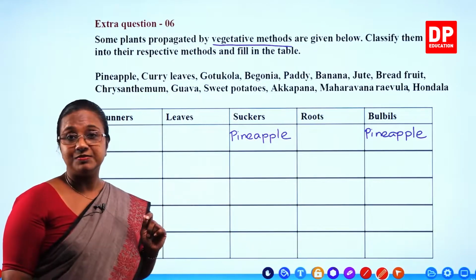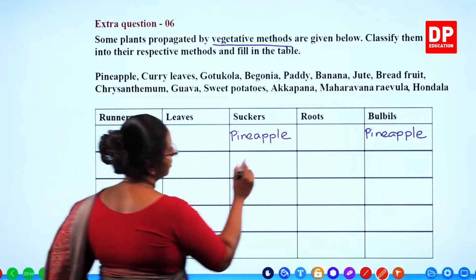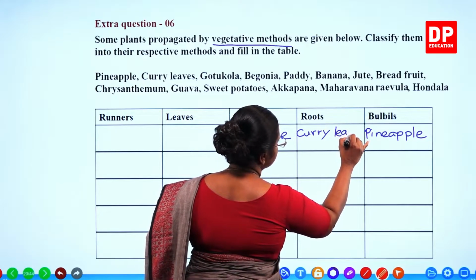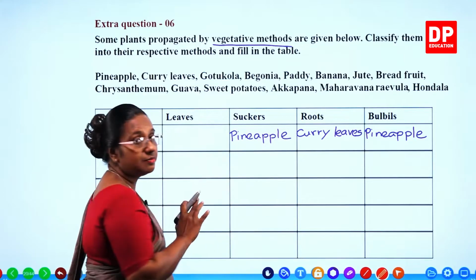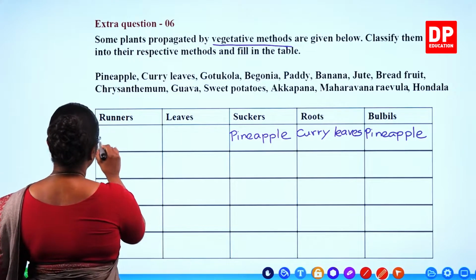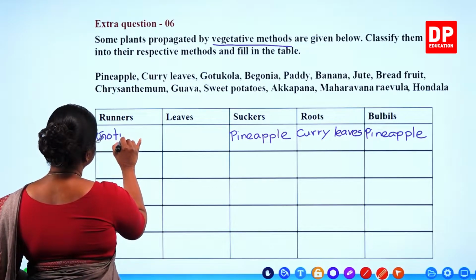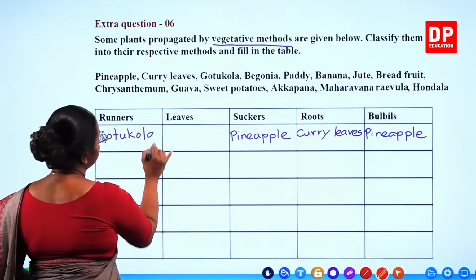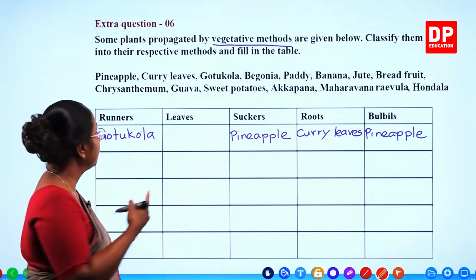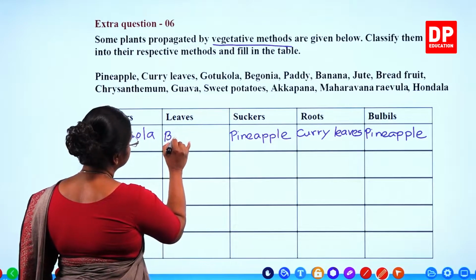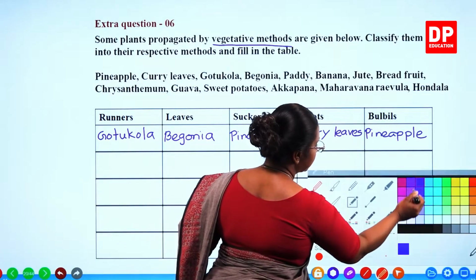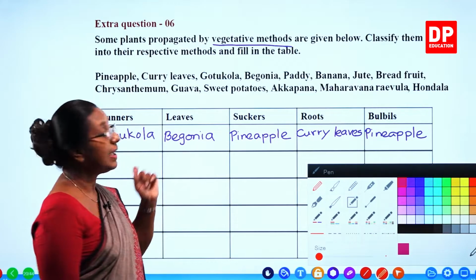Then we have curry leaves. They reproduce by roots. Any other methods? No. Then we have gotukola. Gotukola by runners. Then we have begonia. Begonia by leaves. Then we have the next one, paddy.